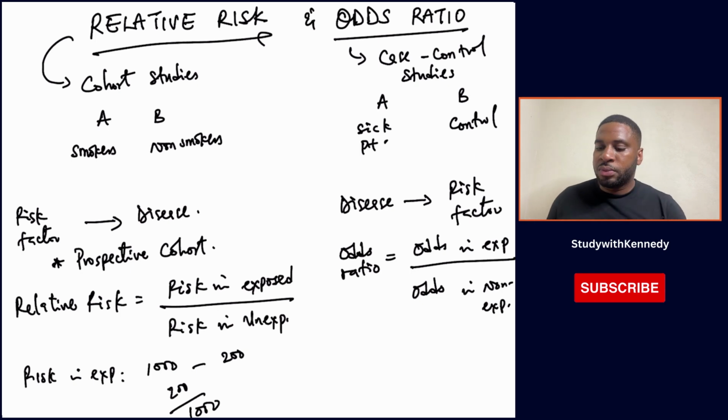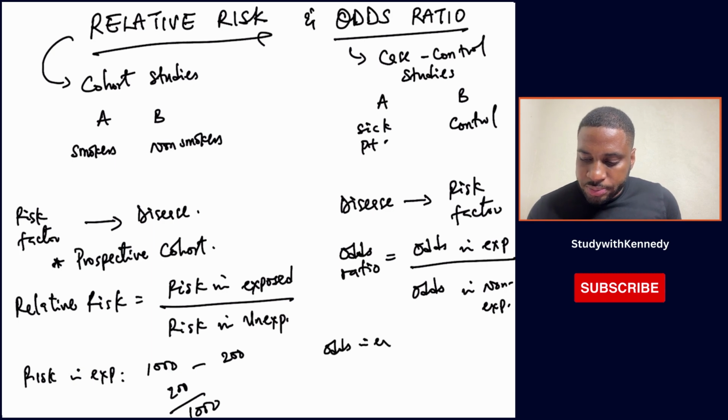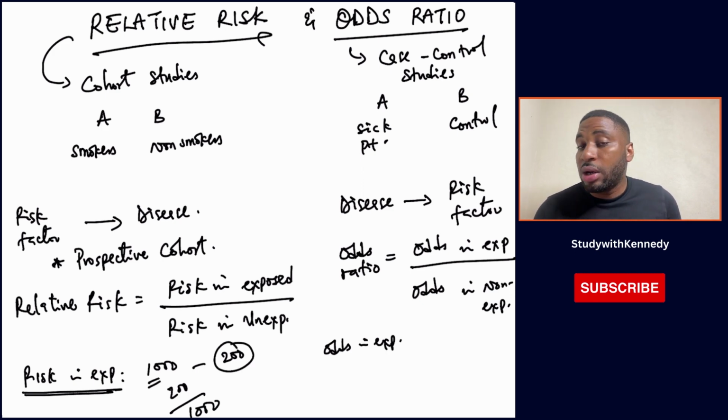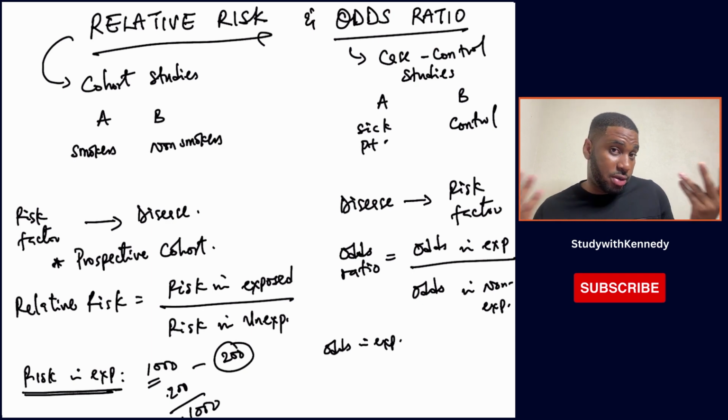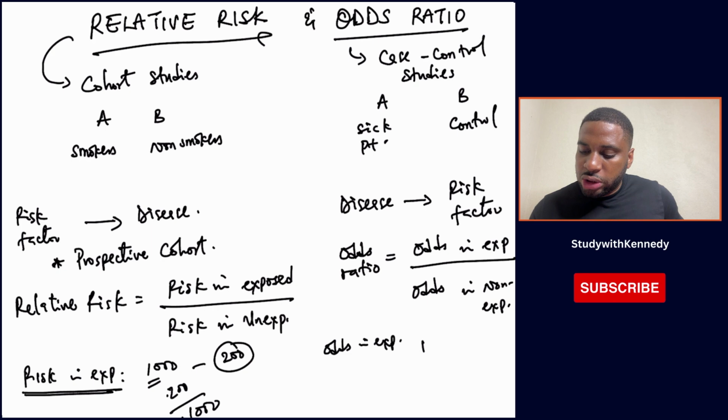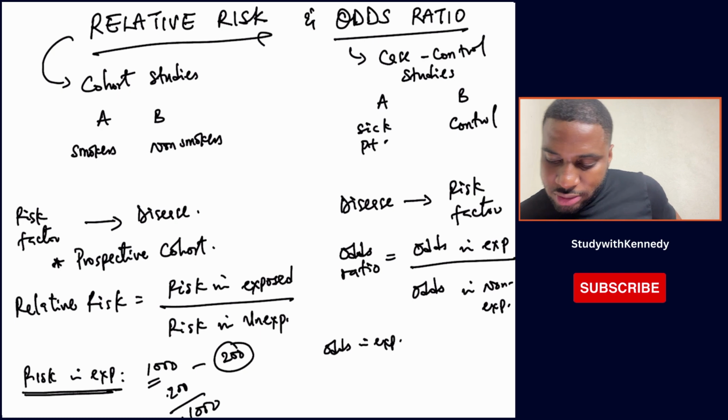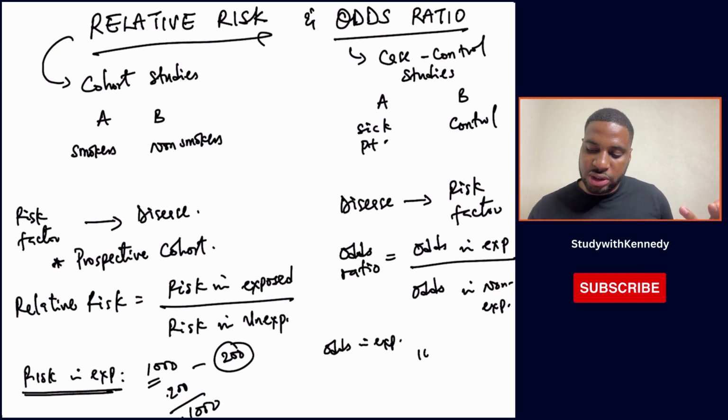The difference, though, is that when you calculate odds ratio, if I ask you to find the odds in exposed, remember I told you risk in exposed, we took 1,000 people that were smokers, and we said 200 of them had lung cancer. So the risk in exposed would be 200 out of 1,000, right? 200 out of 1,000 developed lung cancer. In odds ratio, though, we are going to start with these sick people. So let's say 1,000 people have lung cancer. Of this 1,000, 800 smoked.